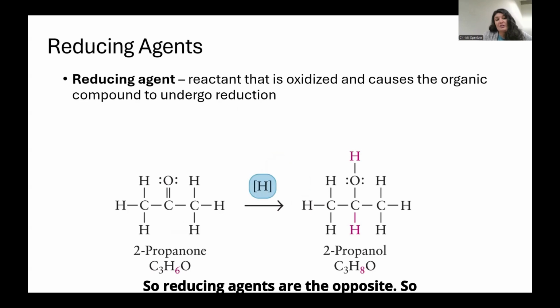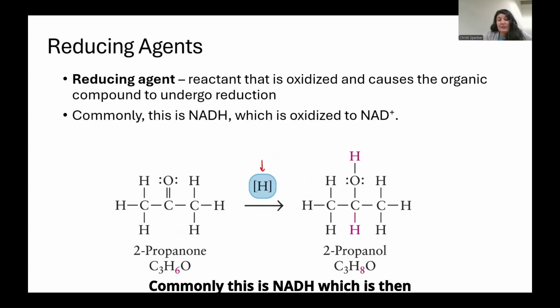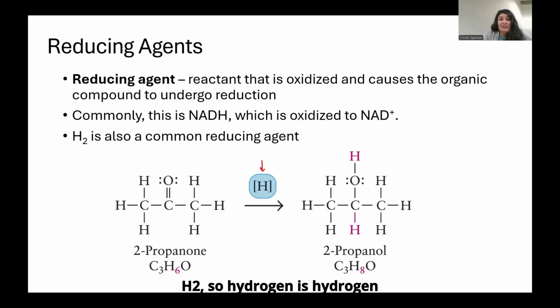So reducing agents are the opposite. The reductant that is oxidized causes the other organic compound to undergo reduction. So when you see this H here, this is a symbol for reduction. Commonly, this is NADH, which is then oxidized to NAD+. H2, hydrogen gas, is also a common reducing agent, especially in the lab.